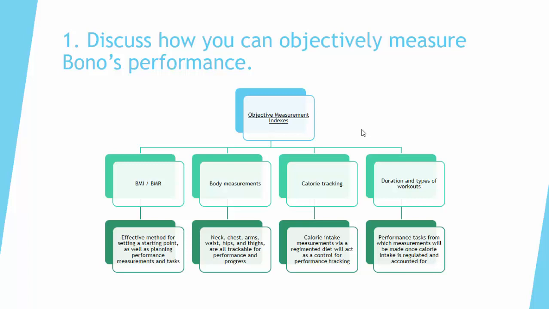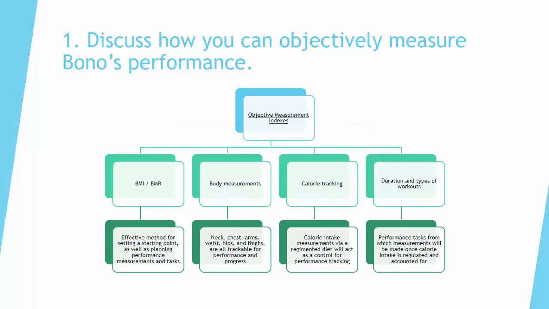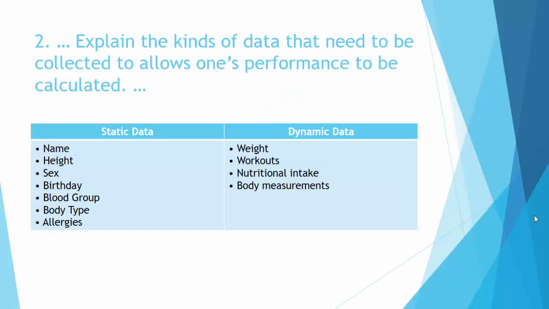Given Bono's current condition, he will start off at the sedentary category. The duration and type of workout are sure to change over time. However, we will start with a focus on weight loss through cardio. We will target a minimum of 200 calories burned per session, with the option for Bono to do extra according to his capabilities. Now, question 2 asks us to explain the kinds of data that need to be collected to allow us to measure Bono's performance.